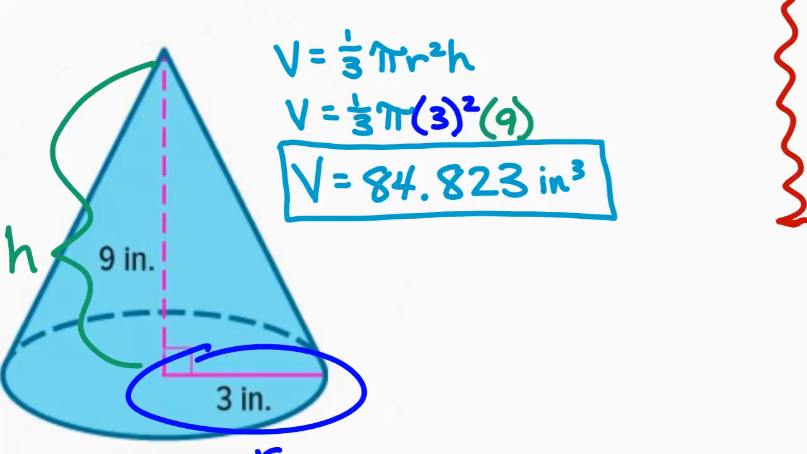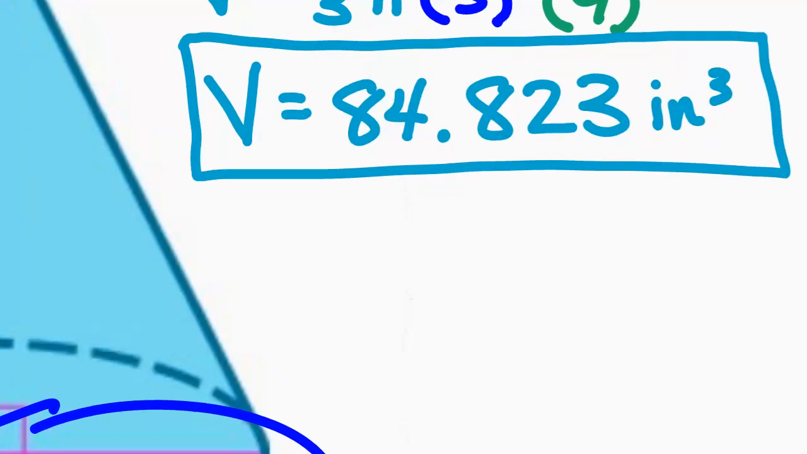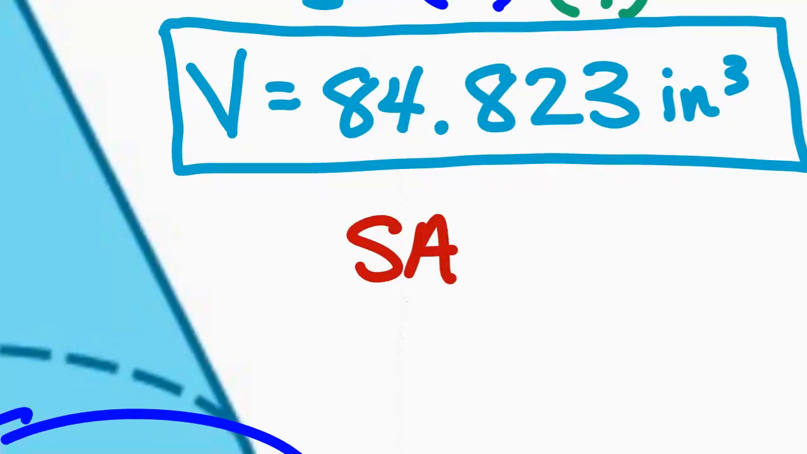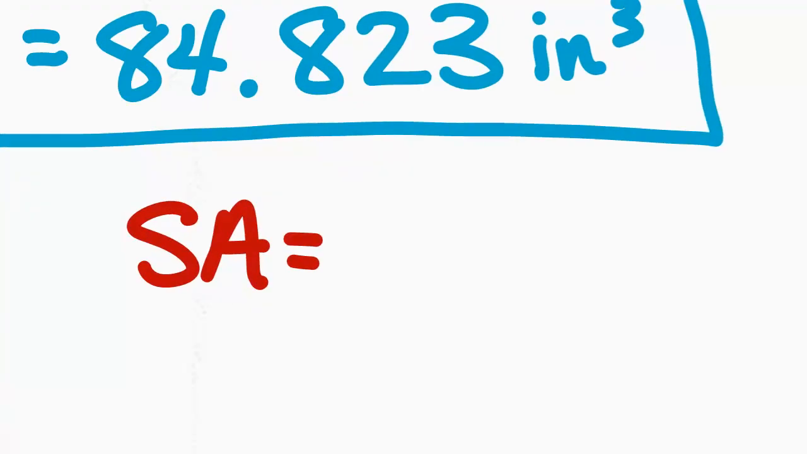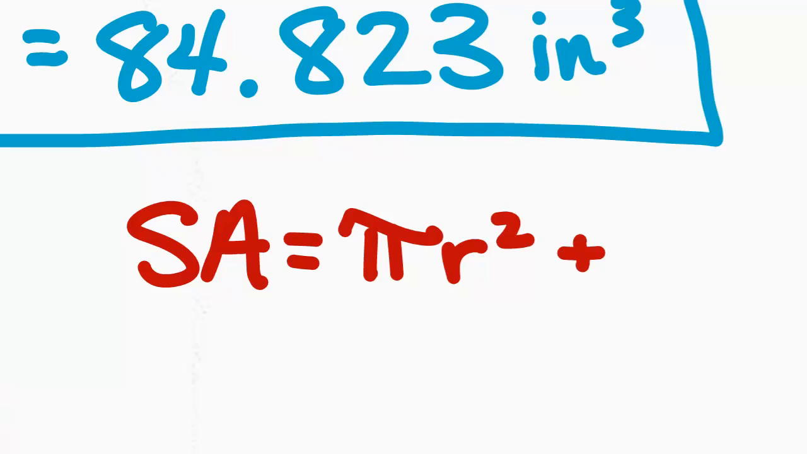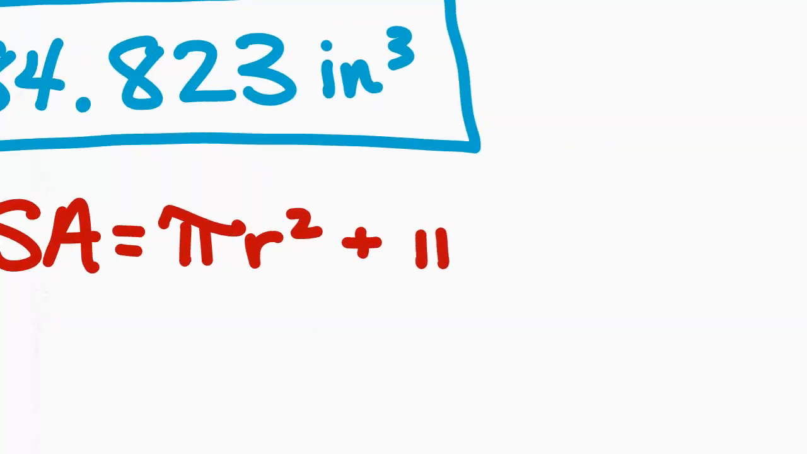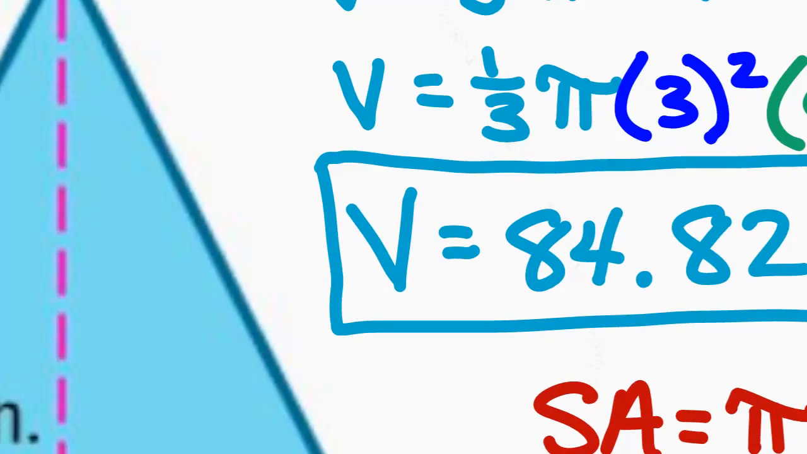To find the surface area, we need the area of our single circular base, pi r squared, plus our lateral area, which is pi r times our slant height. Do we have all the pieces that we need to do our surface area? What do we not have? We do not have our slant height. That would be right over here.